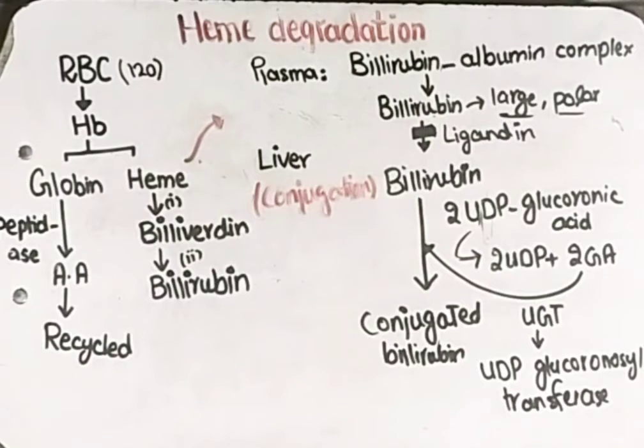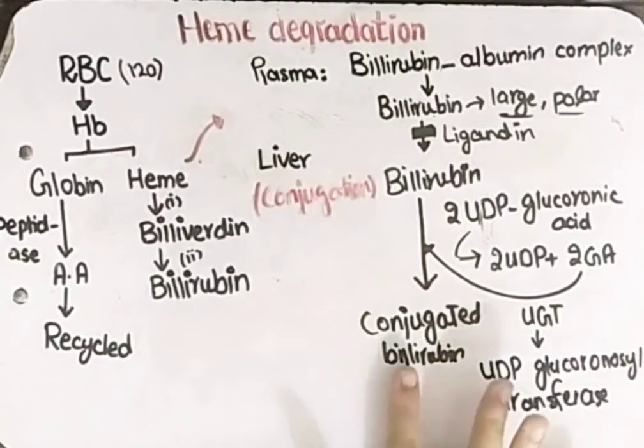And now what are the characteristics of this conjugated bilirubin? The most important one is that it is soluble in water. As it is soluble in water, it can flow into the blood. It can easily go wherever the blood goes. It can go to the kidney. The most important point is that it can be filtered through the kidney.